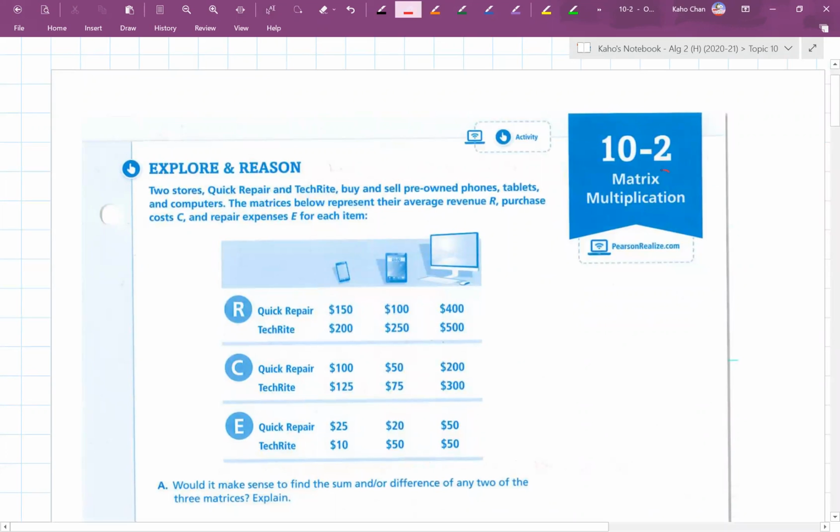Now, in the previous section we did an operation called scalar multiplication. This section is not scalar multiplication. Write that down. But matrix multiplication.